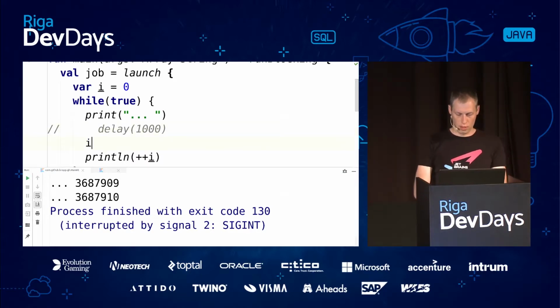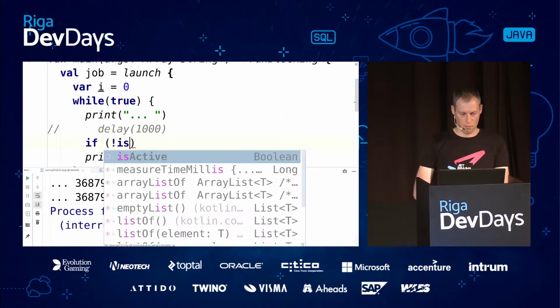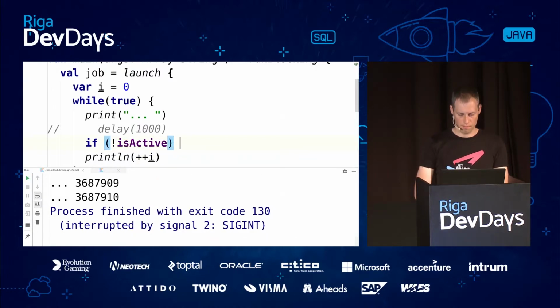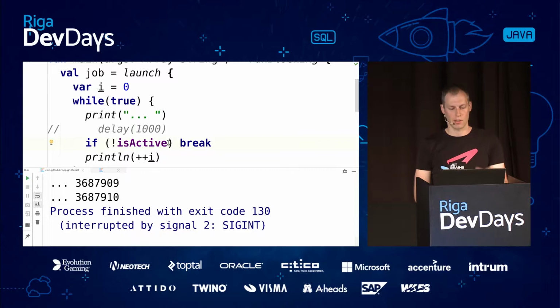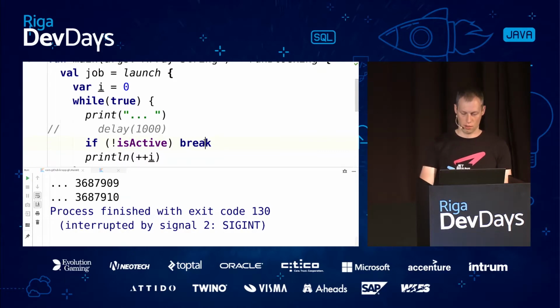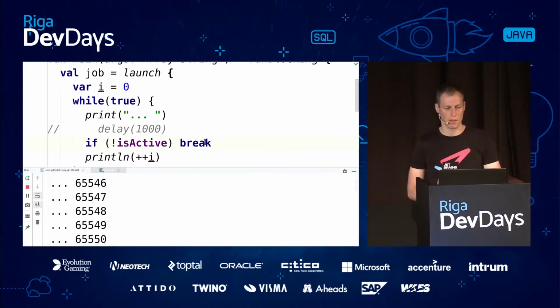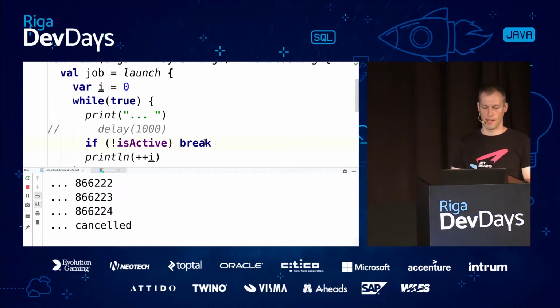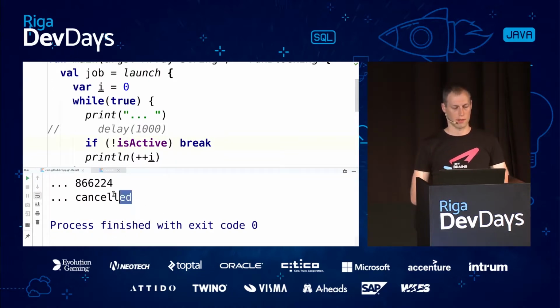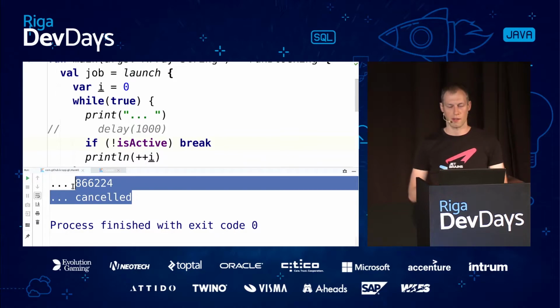We can do it ourselves. There is an active property. So when the coroutine is cancelled, it is not active, and we put break here. Let's check this. And yeah, the cancellation was handled gracefully.